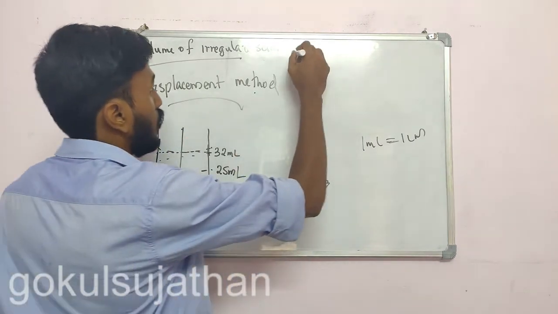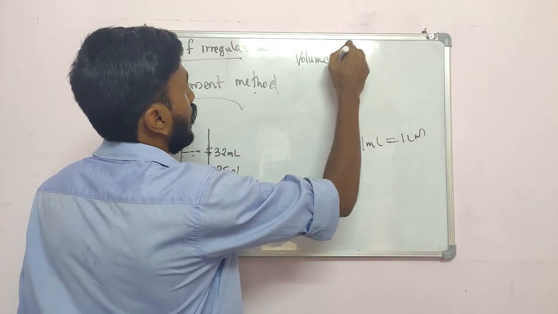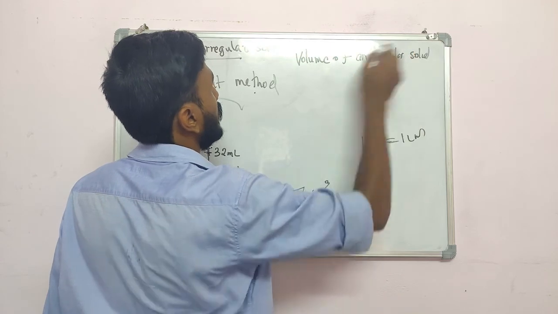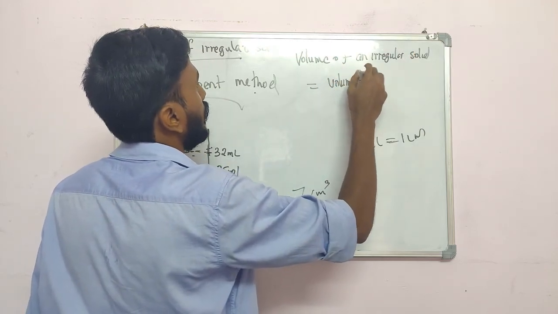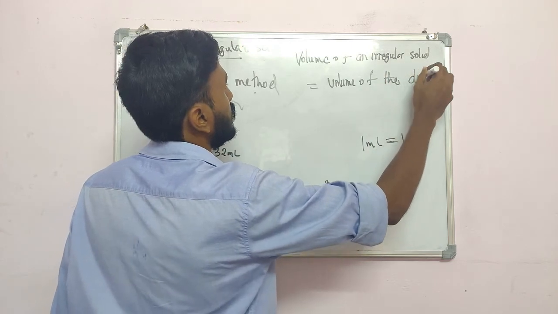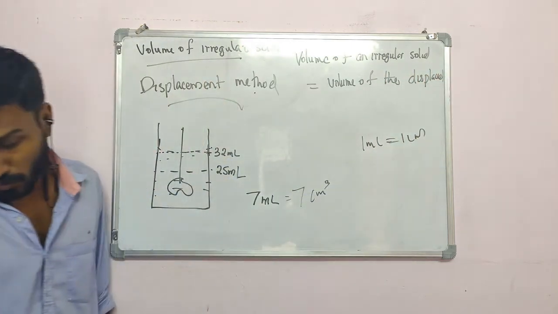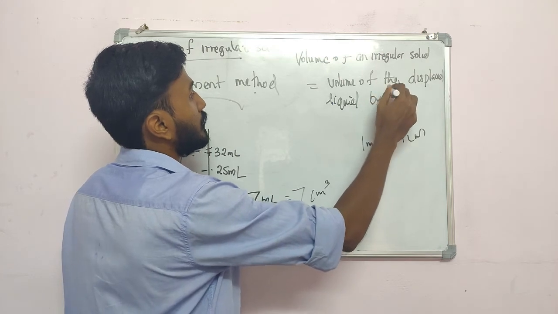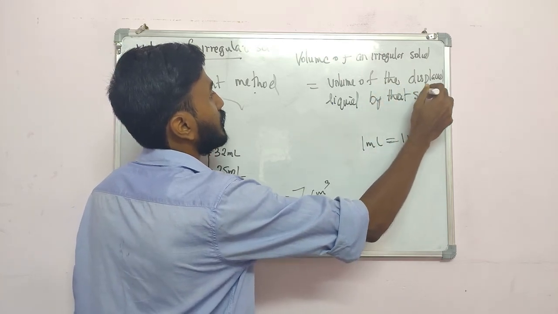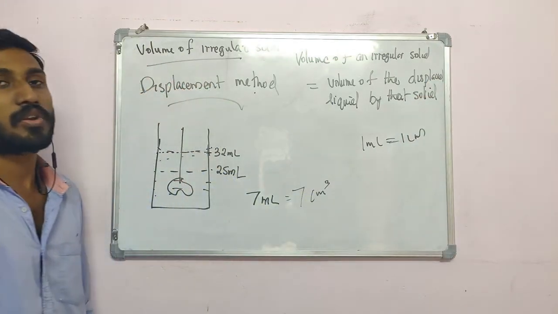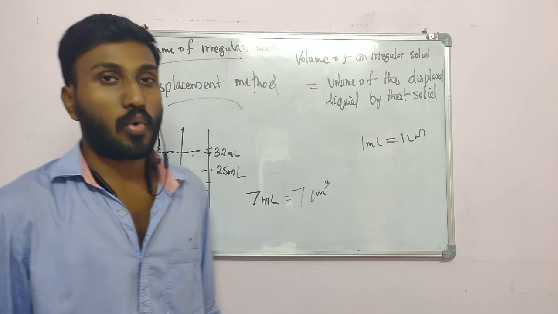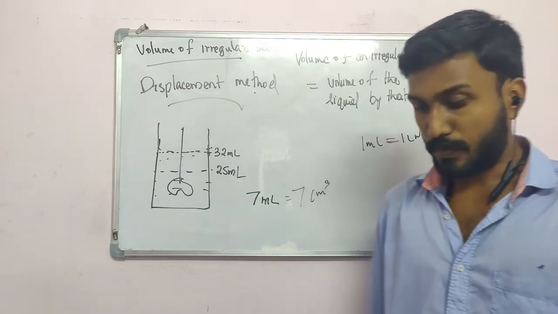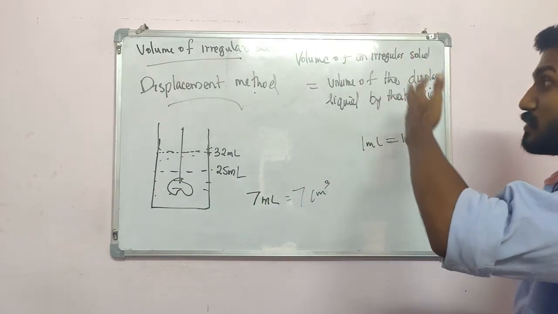So we can state that the volume of an irregular solid is equal to the volume of the displaced liquid by that solid. So that's about measuring the volume of an irregular solid. So I think it's all about volume.